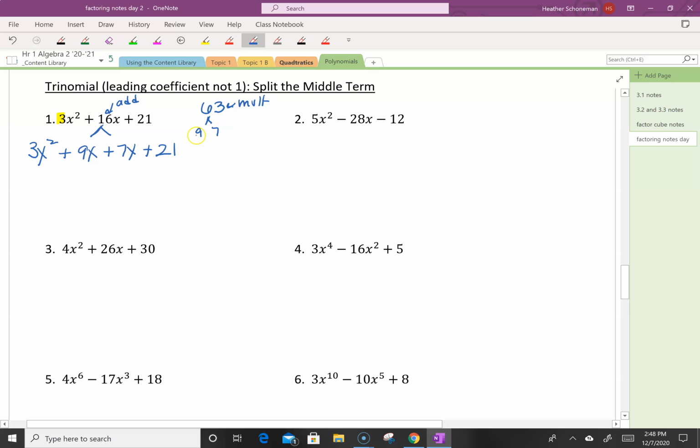Now, at some point, someone would probably ask, does it matter whether I put 9 first or 7? No, your work's going to be a little bit different in the middle, but your final answer will be the same. So you can't put them in the wrong order.